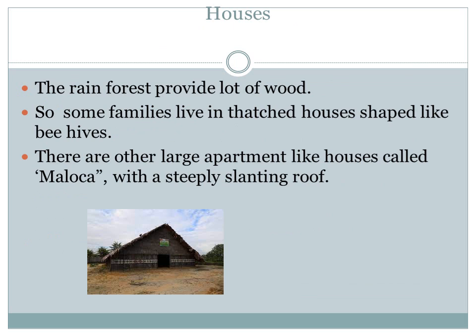Talking about the houses, the rainforest provides a lot of material for the houses. Some families live in thatched houses which are shaped like beehives, but there are also large apartment-like houses called maloka, which has a slanting roof. Now the life of the people in the Amazon has started to change, or slowly has been changing. Why? Because the rainforest has been cleared. For example, highways have been built. A number of people have started to cut down the trees in order to set up certain few things.